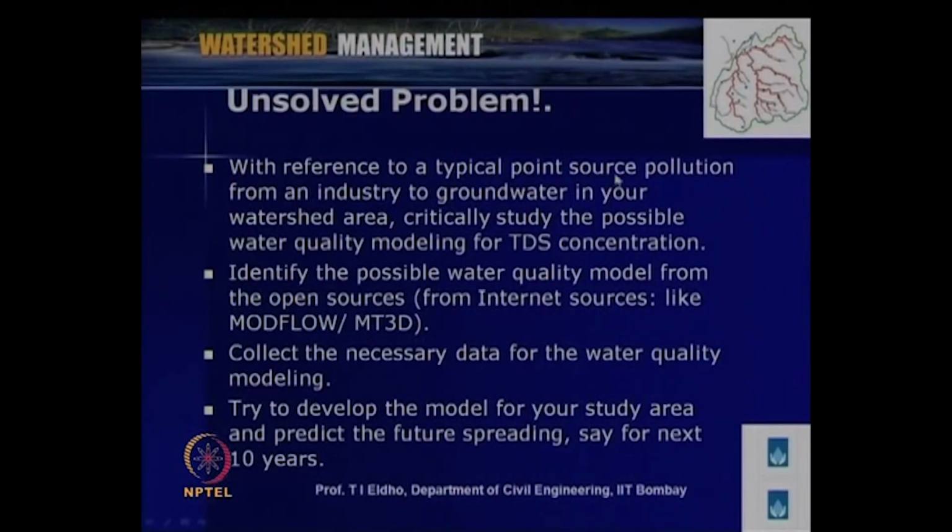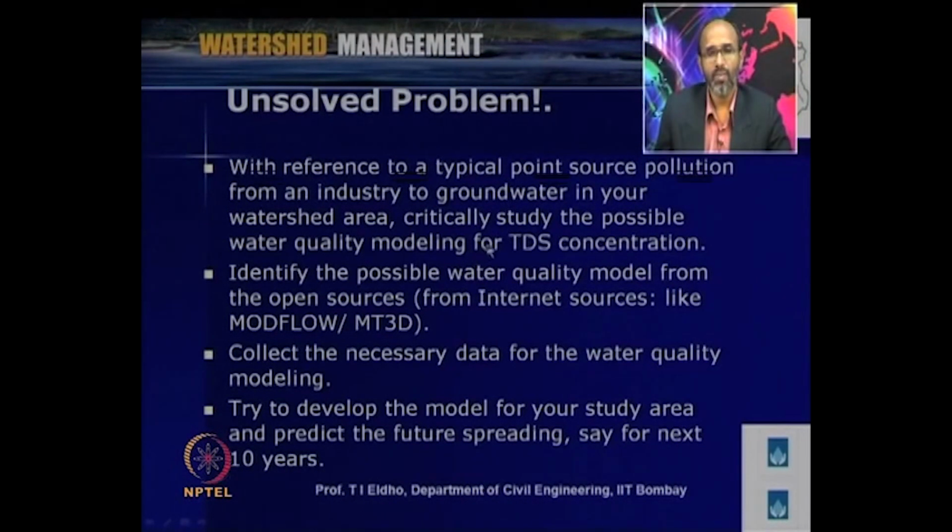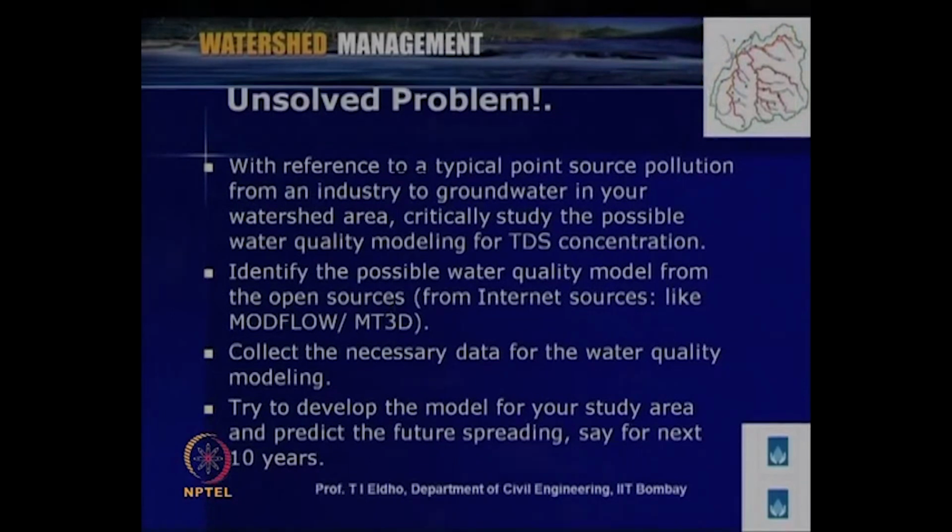Then as an unsolved problem, with reference to typical point source pollution from an industry to groundwater in your watershed area, critically study the possible water quality modeling for TDS concentration. Identify the possible water quality model from the open sources like MODFLOW and MT3D, then collect the necessary data and try to develop the model for your study area, and predict the future spreading for the next 10 years or 20 years, how the contaminant transport or plume movement is taking place within the groundwater systems.